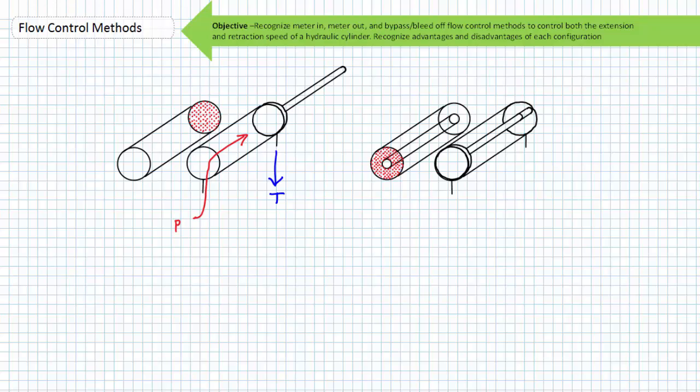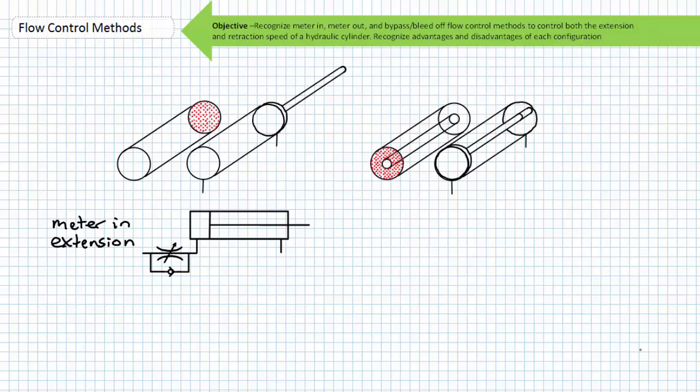My question to you is this: what determines extension speed? The flow rate entering and filling up the cap end volume, or the flow rate leaving and draining the rod end volume? The answer is both. If one wanted to limit the extension speed, one could limit the input supplied to the cap end, or limit the amount exhausted by the rod end. Both methods would effectively control the extension speed of our actuator.